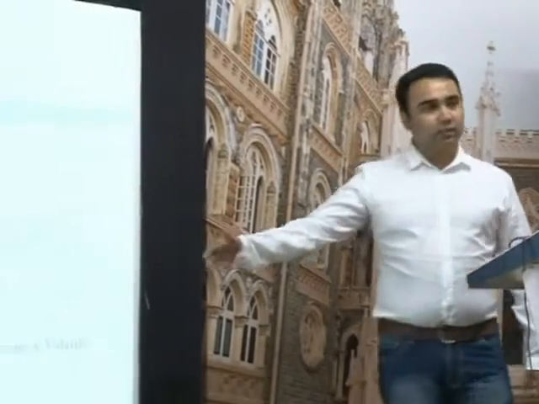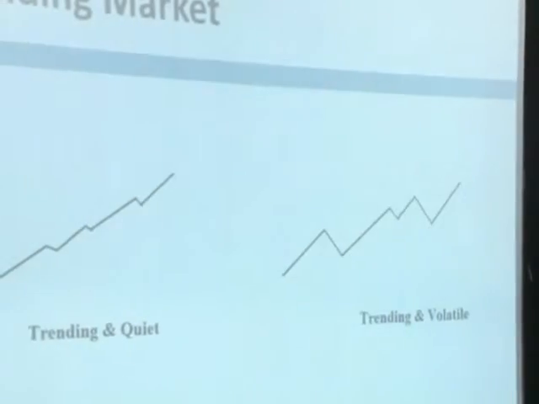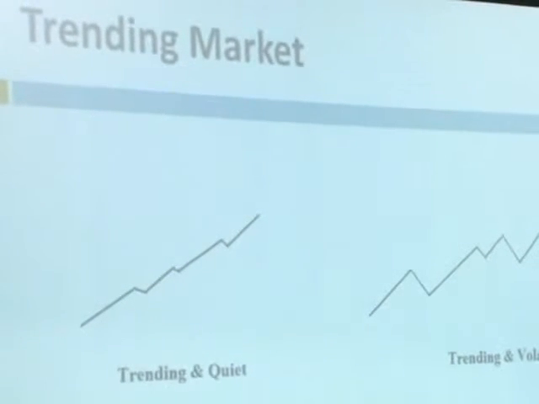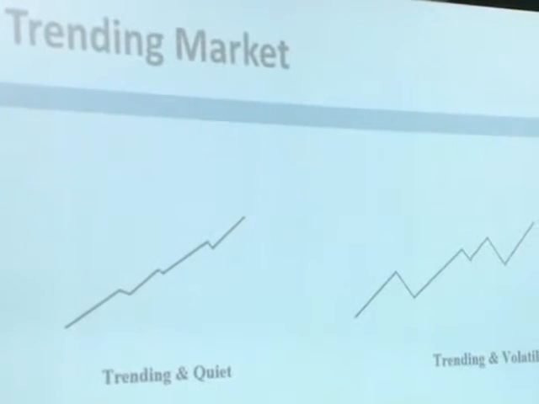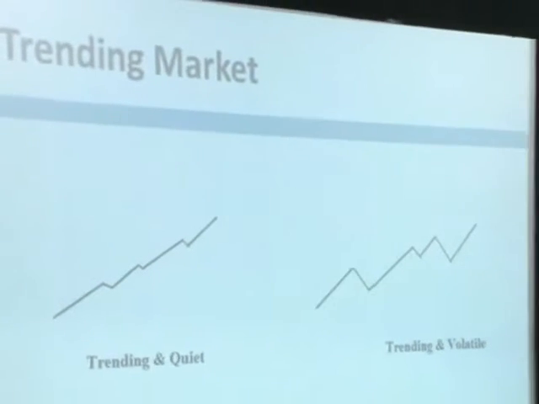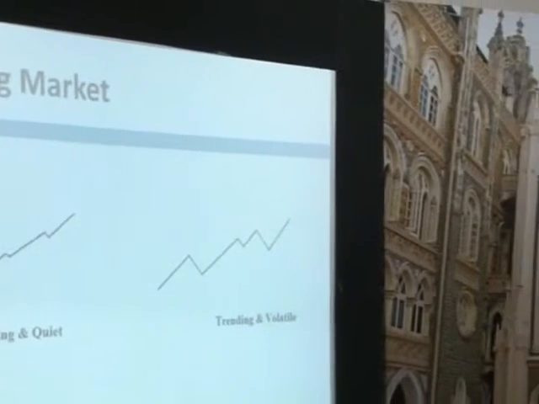These are the types of trending market. It is either one-sided trending and quiet, or it is trending and volatile. So this is specifically the starting phase of the trend, where it is quiet and smooth. When it gets volatile and trending, that is near the end of the trend. Right? So accordingly, you have to place your bets, or accordingly, you have to change your system or follow the system.